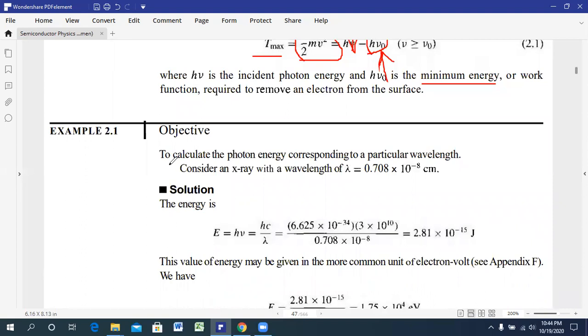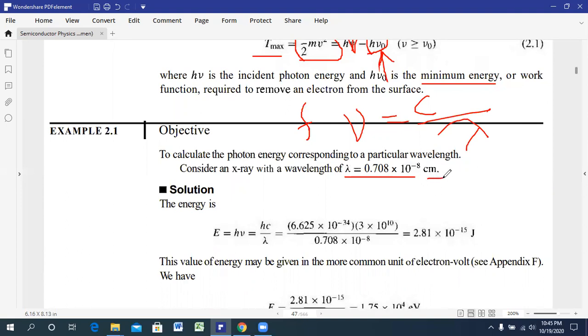There are a few maths problems, and you know how to solve them. The first question is to calculate the photon energy. That means you need to calculate the energy of a particular wavelength. The lambda value is given. We know that E equals h nu, and that frequency nu equals c divided by lambda. We know the velocity of light is constant, 3 into 10 to the power 8 meter per second.